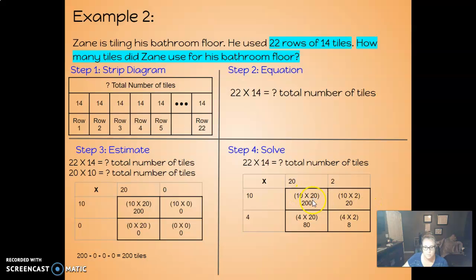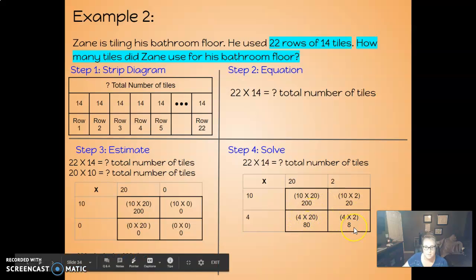So 10 times 20 is 200. 10 times 2 is 20. 4 times 20 is 80. And 4 times 2 is 8.